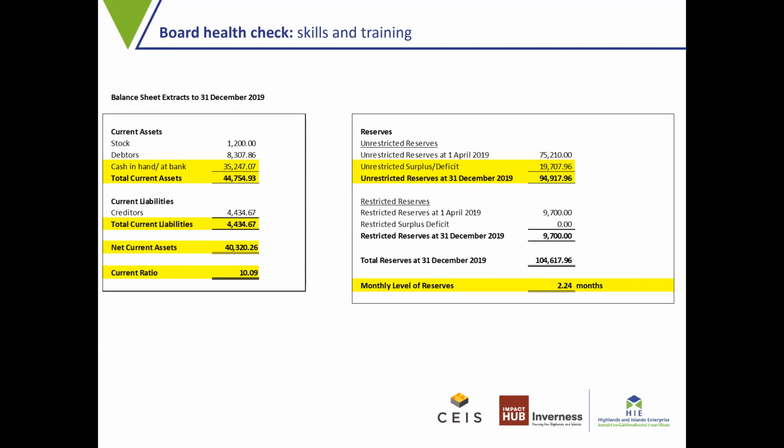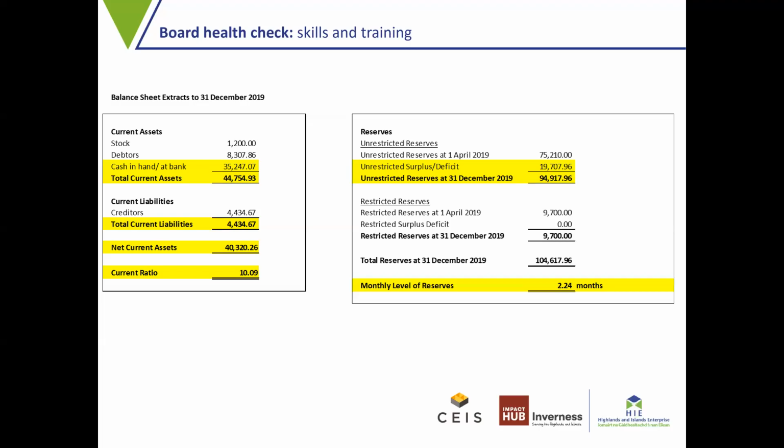And then if we look at the other side at the reserves, details show that if the surplus figure of 19,707.96 in the income and expenditure account is added to the unrestricted reserves figure at the 1st of April 2019, there is an unrestricted reserves figure of 94,917.96 at the end of December 2019.